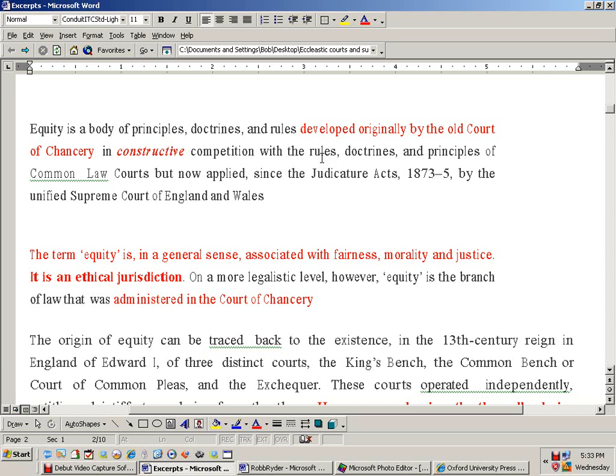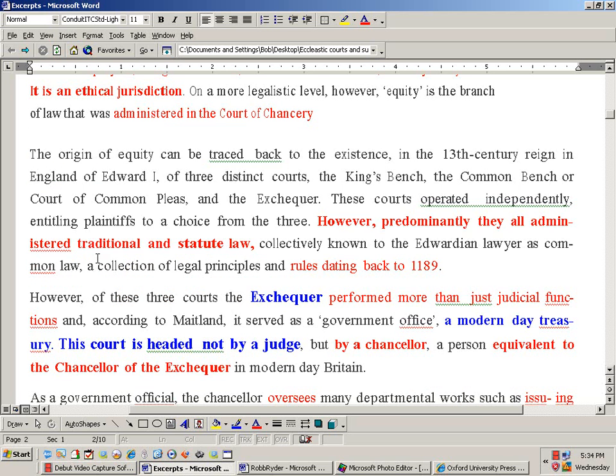If you're in the UK, England or Wales, the term equity is in a general sense associated with fairness, morality, justice. It is an ethical jurisdiction. On the more legalistic level, however, equity is a branch of law that was administered in the Court of Chancery. How many times I got to tell you? The Court of Chancery.